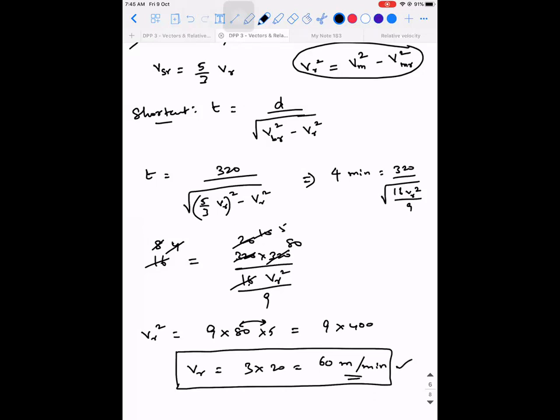So this will be the answer. You can remember this as the formula: T is equal to D, the width of the river, divided by root of VBR square minus VR square.